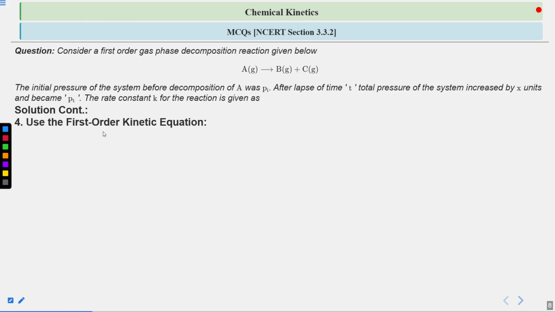Now the fourth step is to use the first order kinetic equation, because it is already mentioned that the reaction is of first order, right? The reaction is of first order in the gas phase, so we use the first order kinetics here. So, integrating the rate law for the first order reaction. This is very important. You have to learn these things.